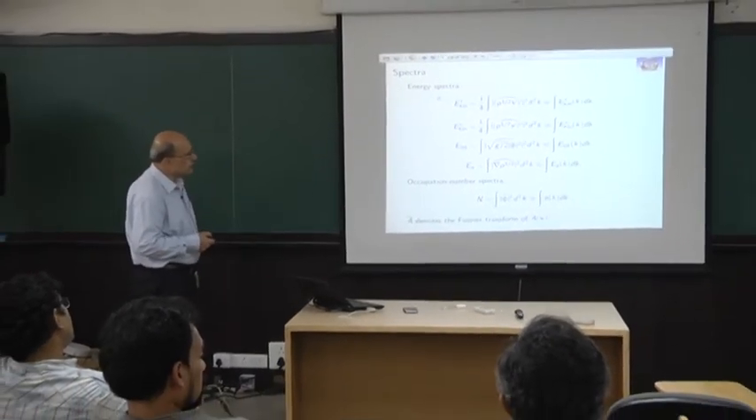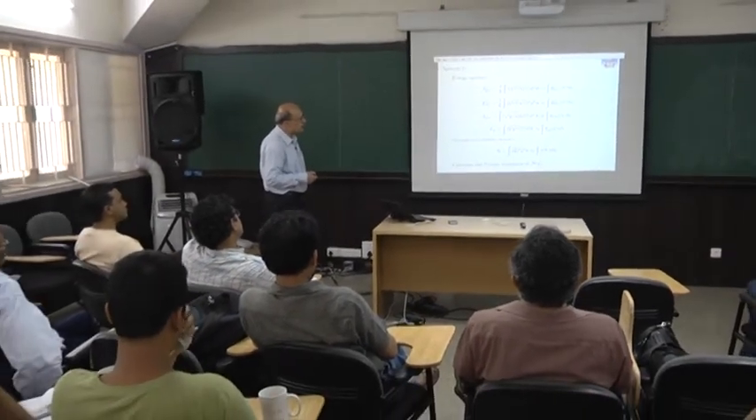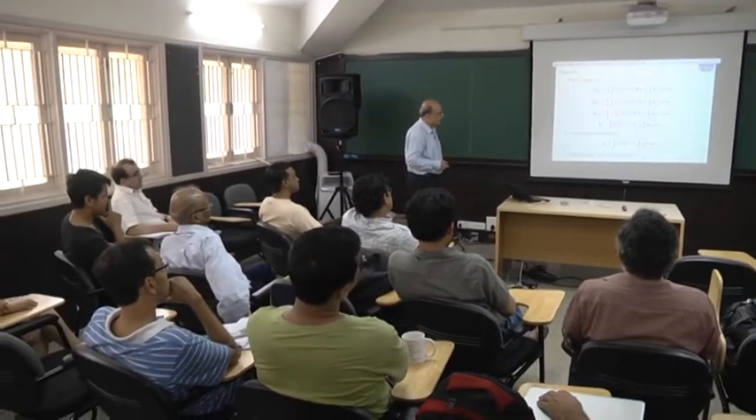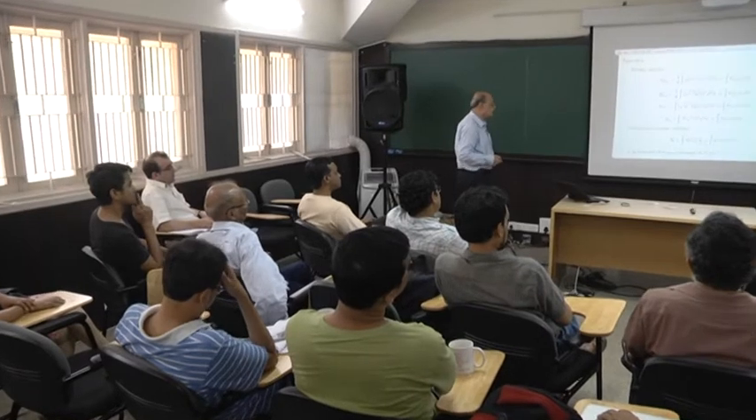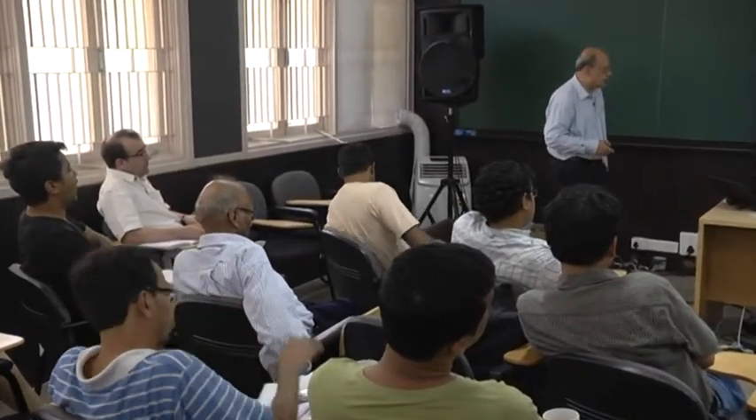So given those energies, you can then do Fourier transforms, and in terms of those you can look at various energy spectra: incompressible, compressible, interaction, quantum pressure, and you can also look at occupation number spectra, where the hat over these symbols indicates Fourier transforms.